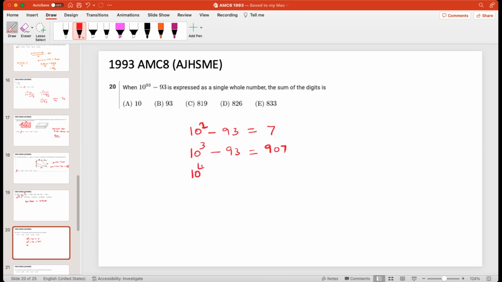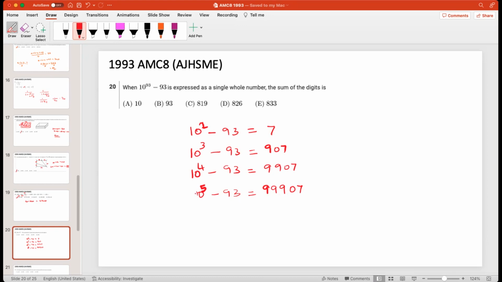Then we have 10 power 4 minus 93. What will this be? This will be 9907. Let me write one more. 10 power 5 minus 93. This is going to give me 99907. So you see the pattern which is emerging here.